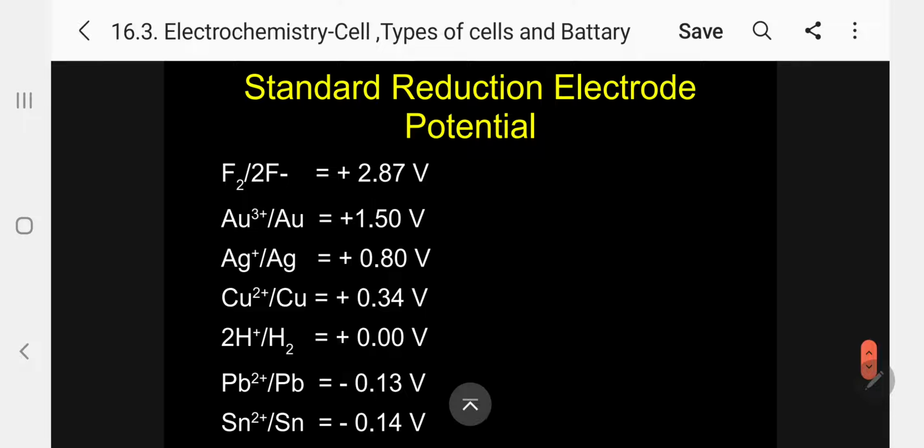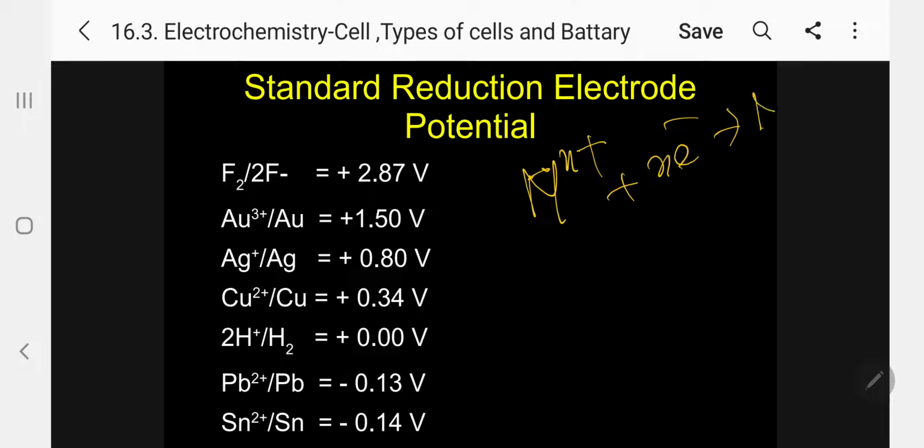Now I want to give one important piece of information before concluding the chapter. My dear students, kindly follow. Normally in your book, the standard electrode potential series will be given, starting from fluorine, and this is the reduction potential. Please follow. Reduction means metal ion Mn+ plus n electrons giving M. This is the reduction potential given. So starting from fluorine, plus 2.87, it goes on.